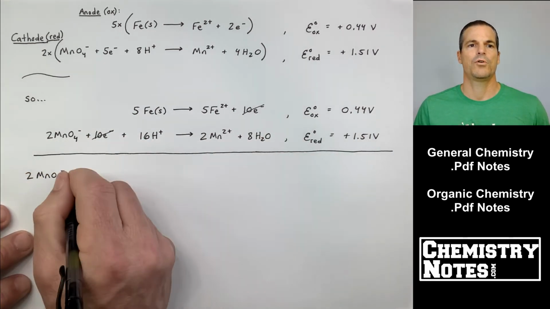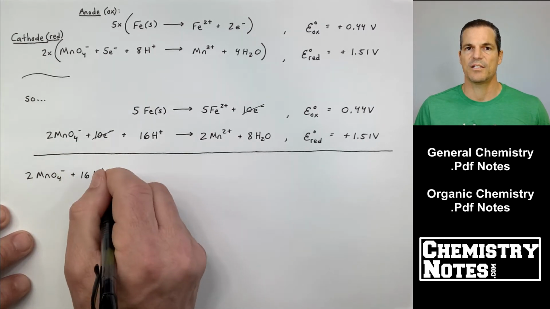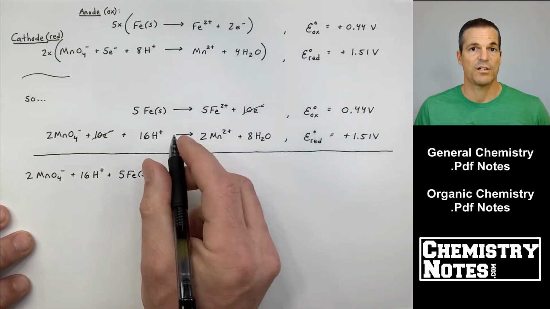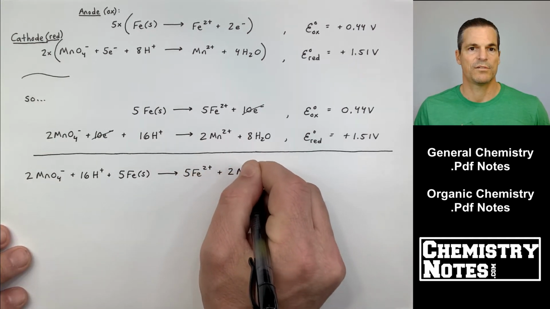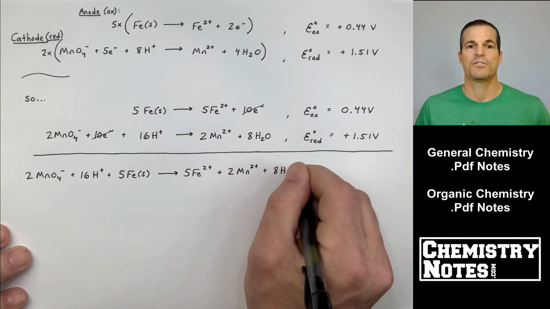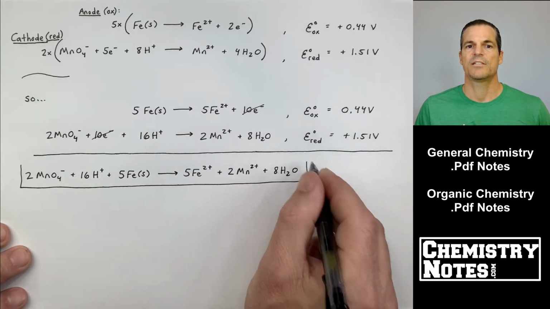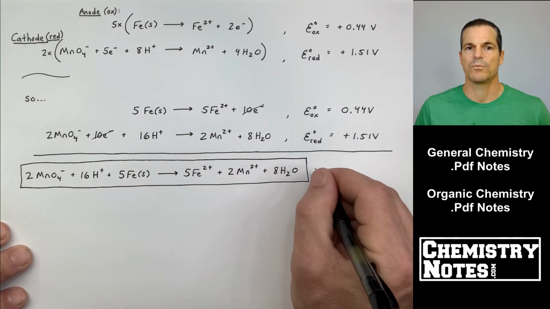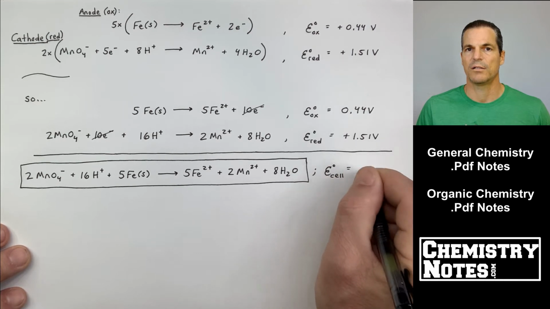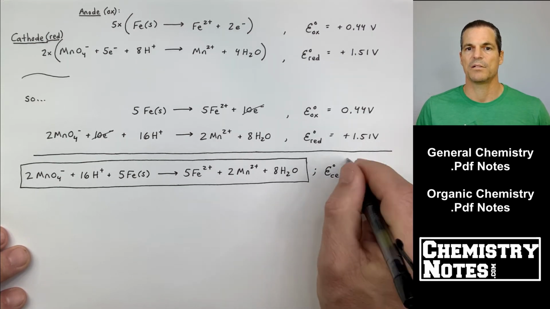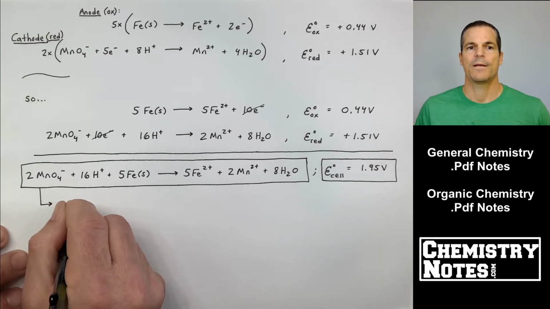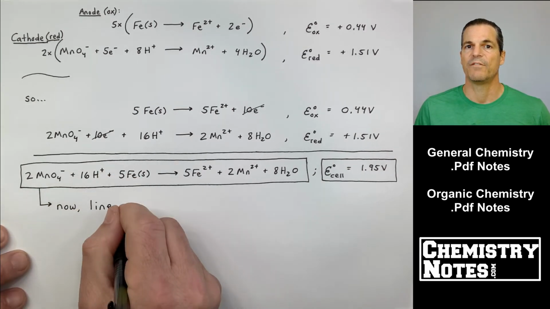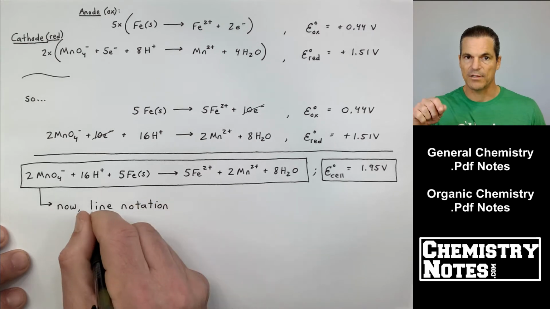So I end up with 2 MnO4- plus 16H+ plus 5 Fe solid yields 5 Fe2+ plus 2 Mn2+ plus 8H2O. Okay? This is my balanced overall cell reaction. What is the standard cell voltage for this balanced reaction? 1.95 volts. All right, so that is how much is read on the voltmeter as electrons go from anode to cathode.